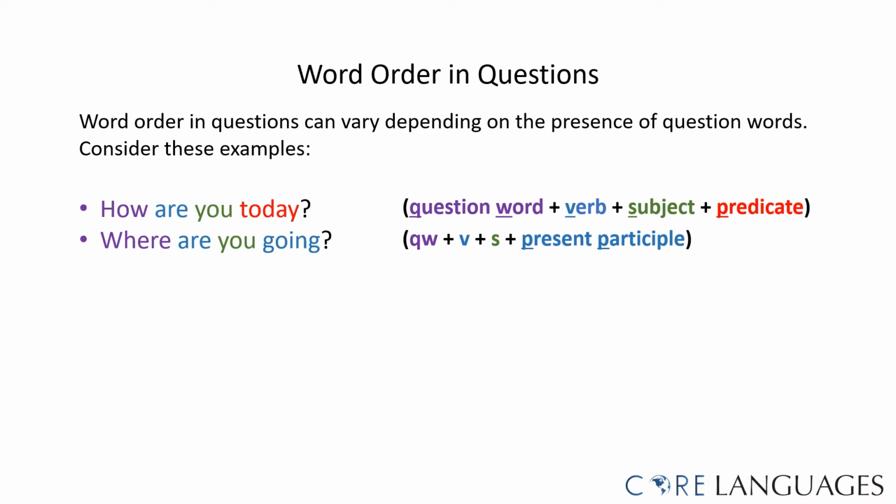We can also ask questions without a question word using the verb to be. For example, are you sure? This question follows the sentence order: verb, subject, and predicate or rest of the sentence.